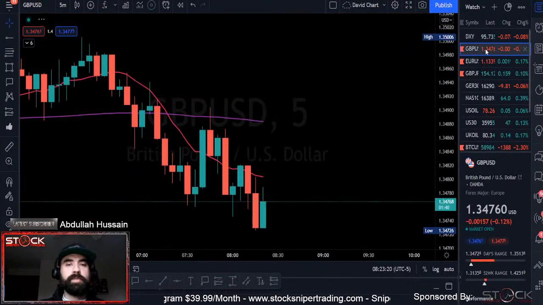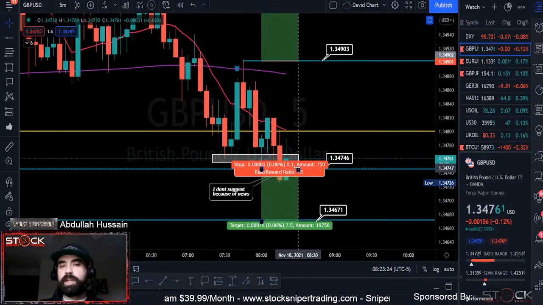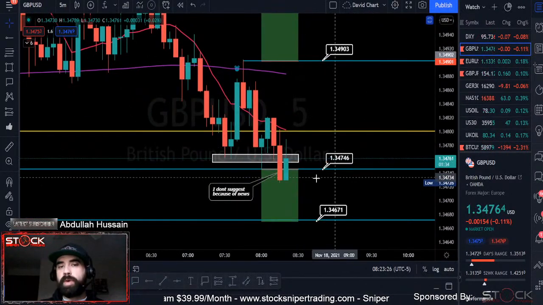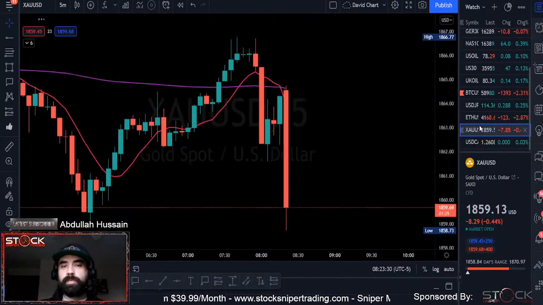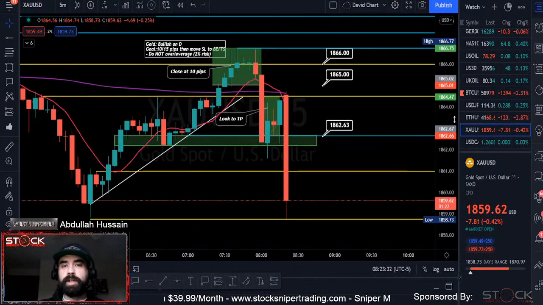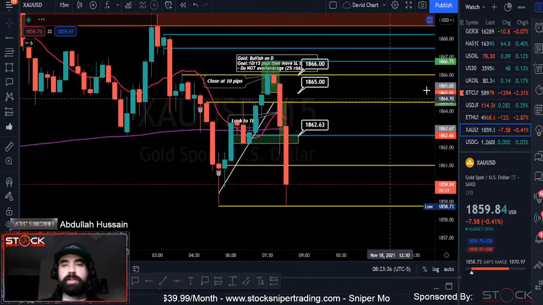I want to quickly flip to GU. Okay, you can see GBP. Don't suggest entering in simply because of news. There's a reason why. You can see it reversed. Okay. So let's watch gold now. All right. Gold. Go to 15-minute.